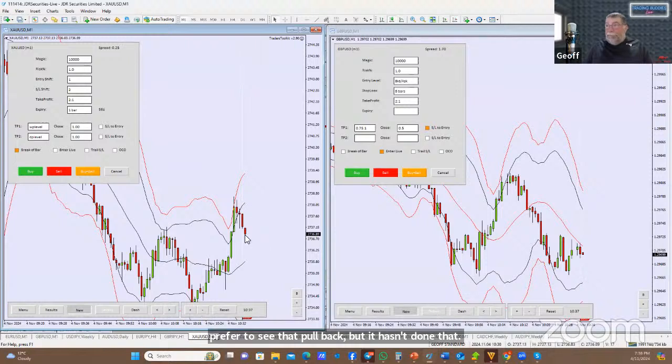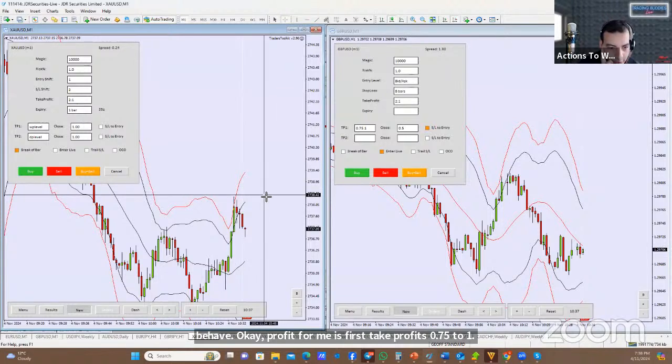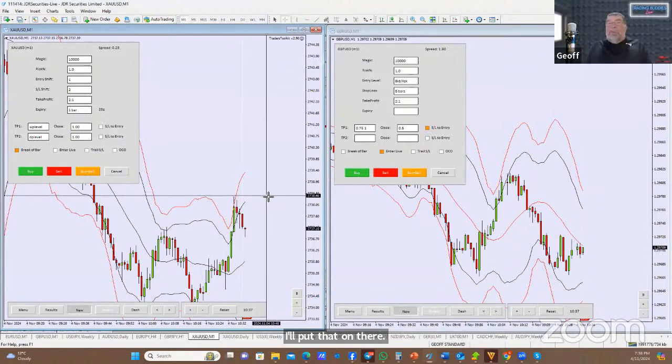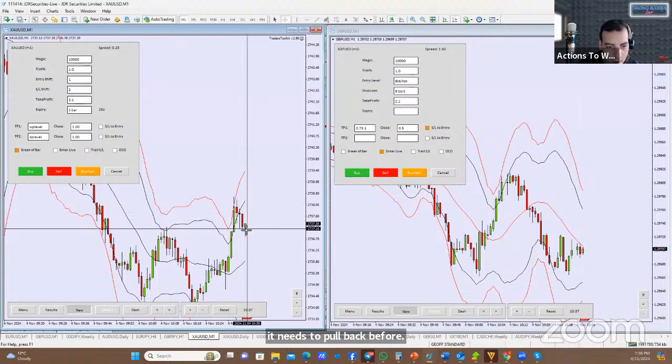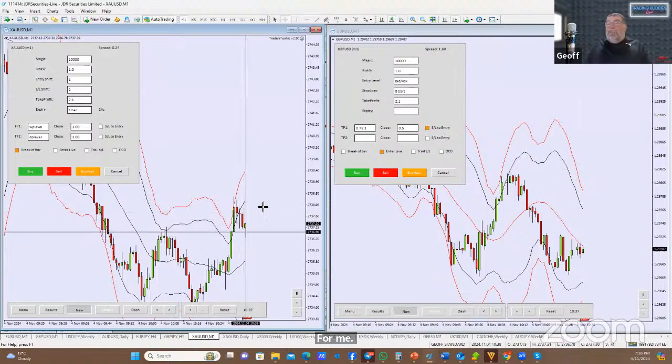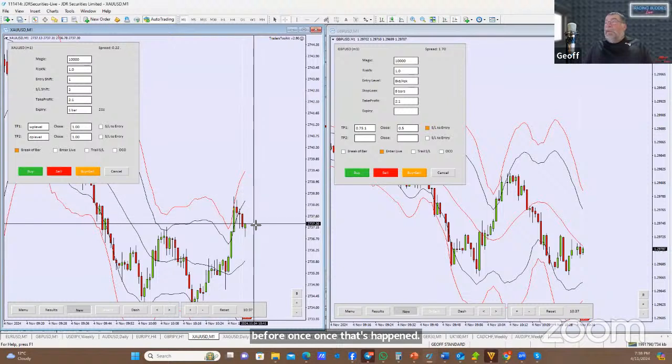Too late. We've missed the entry. You've got to be really fast to catch it. But that would be your entry right there. And where's the take profit? Okay, profit for me is first take profit's 0.75 to 1. I'll put that on there. Could you take it on this pullback? No, I won't. Once I missed it, I missed it. It needs to pull back before, for me. Once that's happened, the dynamics change for me. So I don't like it.